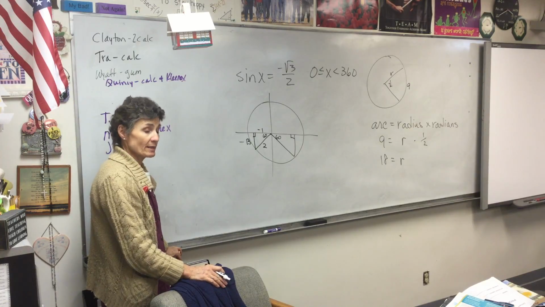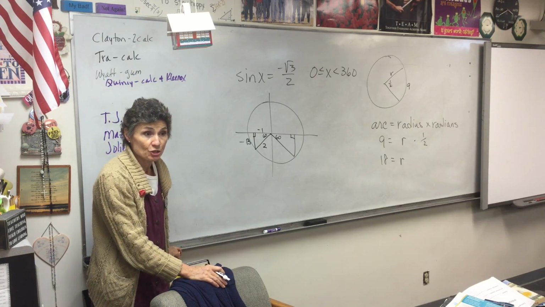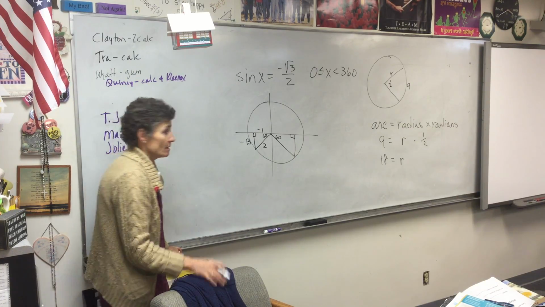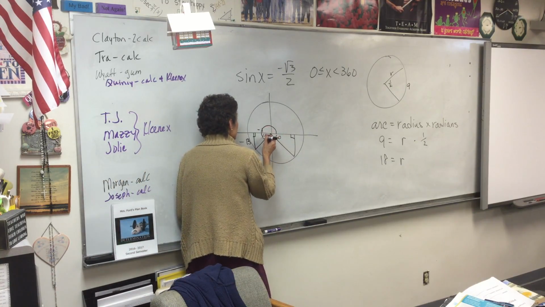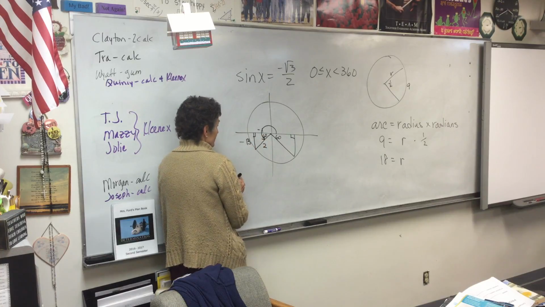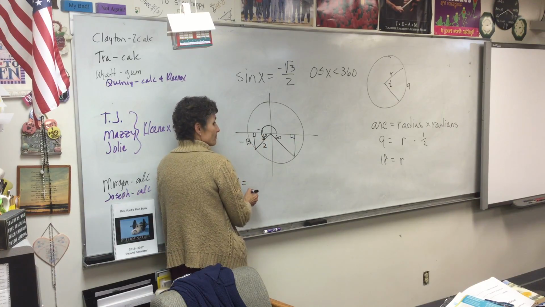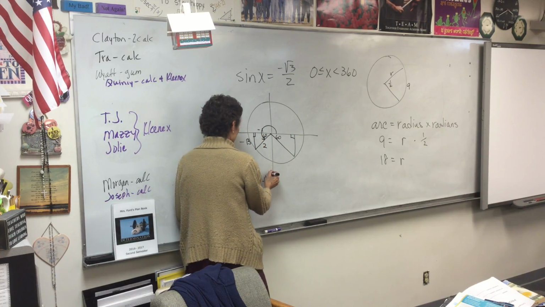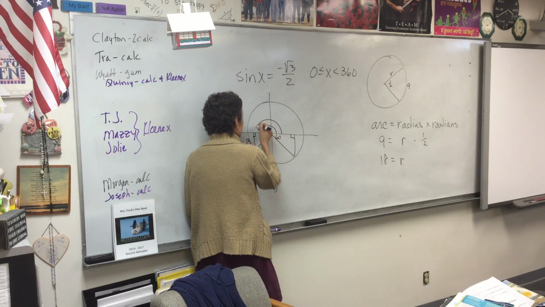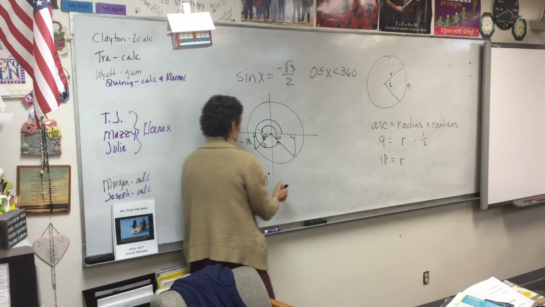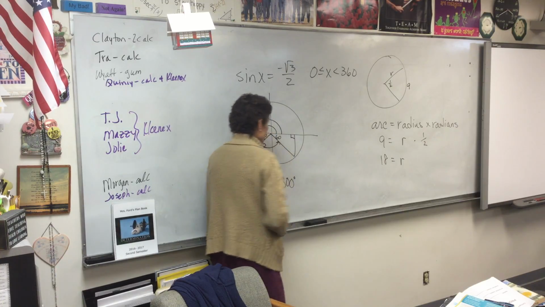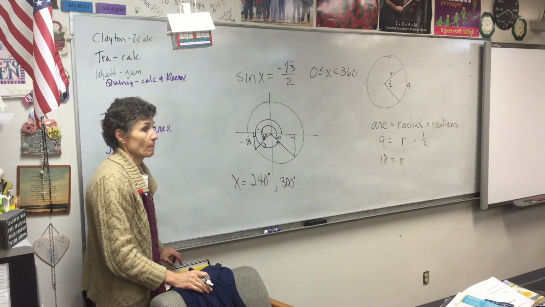There are going to be 2 answers to this question. One from each quadrant, but it's not 60. 60 is not an answer. This would be an answer. So what is that? X is what? 240. And this would be an answer, which is 300. So those are the 2 answers to the question.